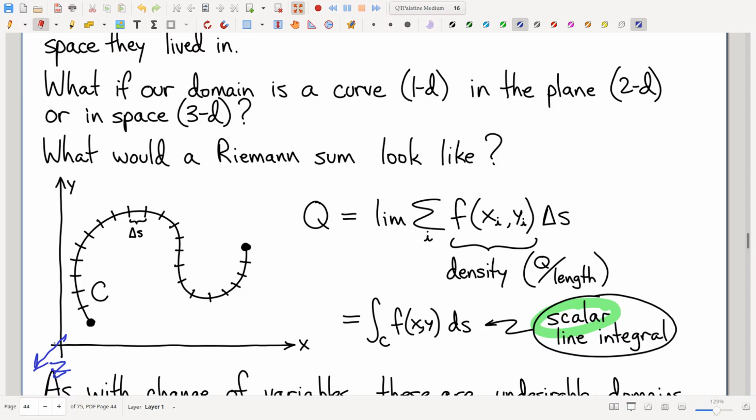Okay, so why a scalar line integral? The answer is going to seem silly and pointless. But we call it a scalar line integral because the differential is a scalar.